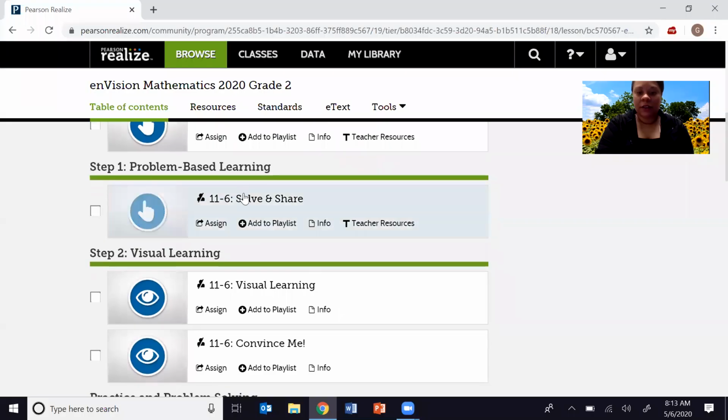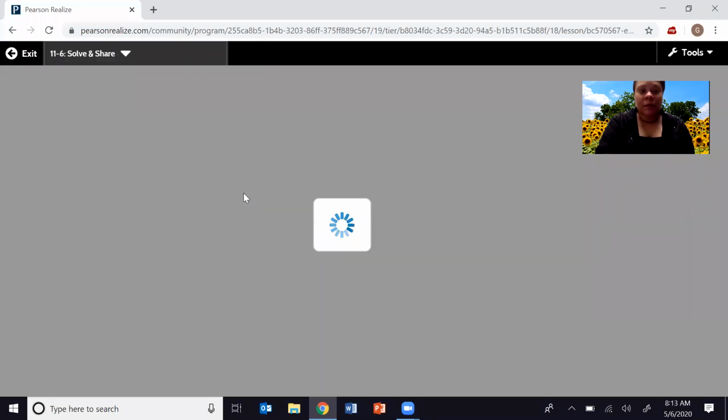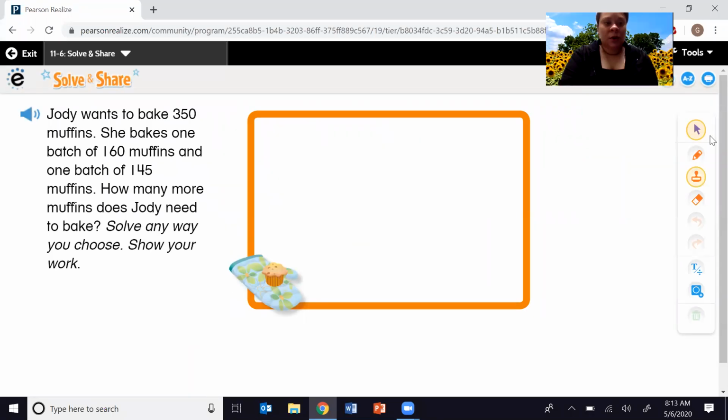All right, and of course we're gonna start with our solve and share today. It says, Jody wants to bake 350 muffins. She bakes one batch of 160 muffins and one batch of 145 muffins. How many more muffins does Jody need to bake?